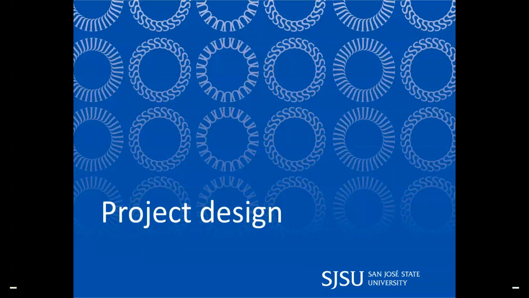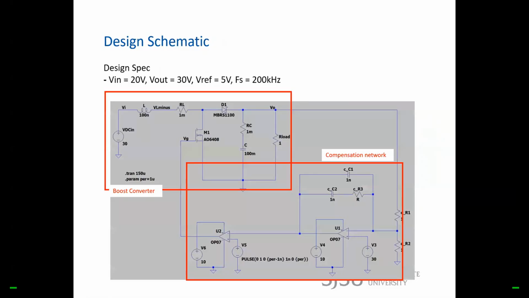Lastly, I'm going to briefly talk about our project design. It's not completed yet, but we have a rough idea. We have a draft schematic here. Our design spec will be Vin 20 volts, Vout 30 volts, switching frequency at 200 kilohertz, and reference voltage 5 volts. We are using the type 2 topology for our compensation network.